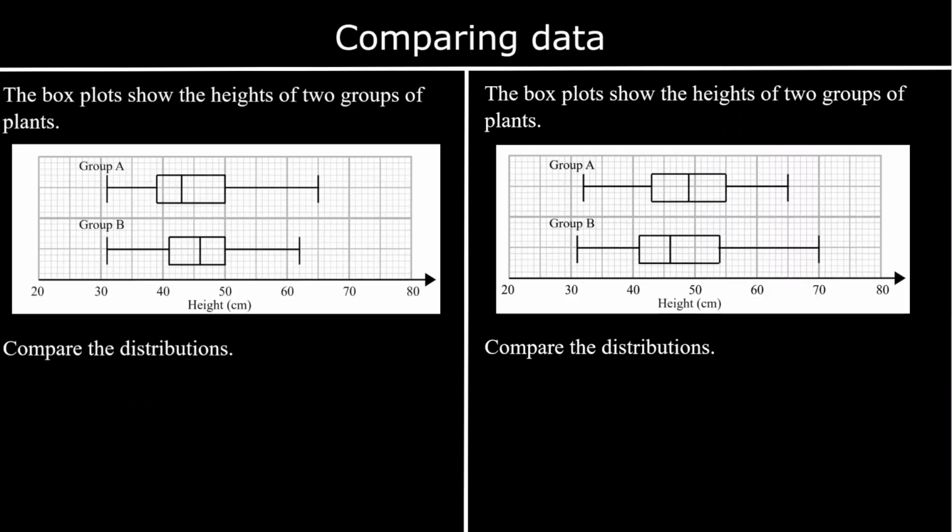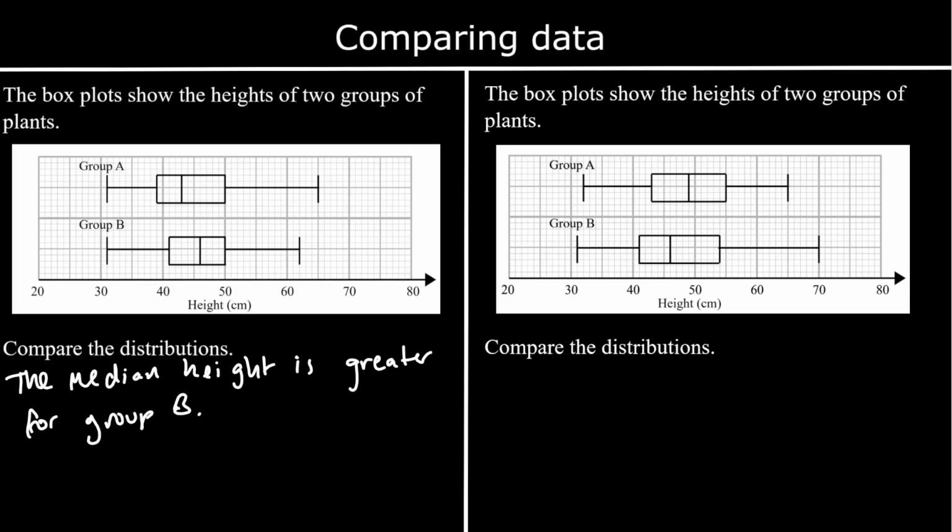Here's another question. This time we've got box plots. So we've got the box plots showing the heights of two groups of plants. Compare the distributions. So again, we're going to compare an average, which is the median this time, and the spread, which is the interquartile range. So we can look at them and we can see the median is greater for group B. So the median height is greater for group B.